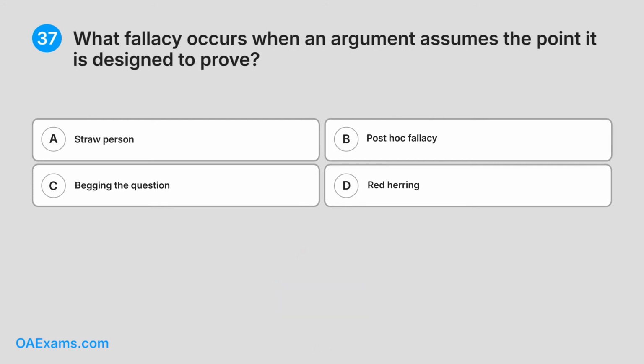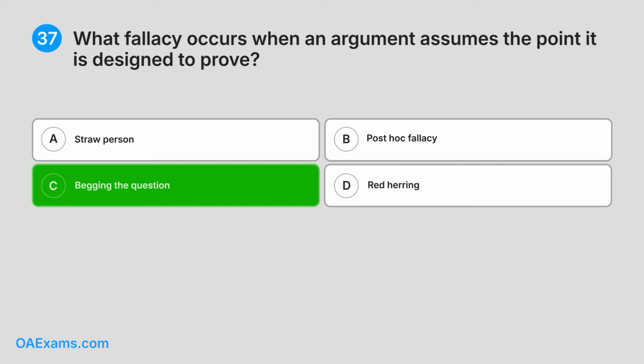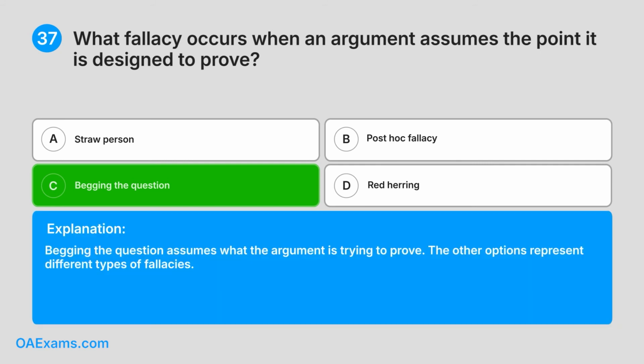Correct answer. C. Begging the question. Explanation. Begging the question assumes what the argument is trying to prove. The other options represent different types of fallacies.